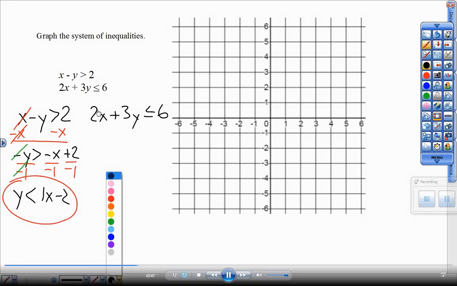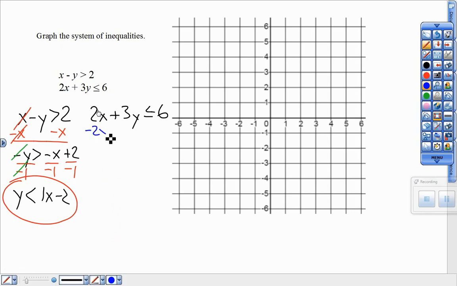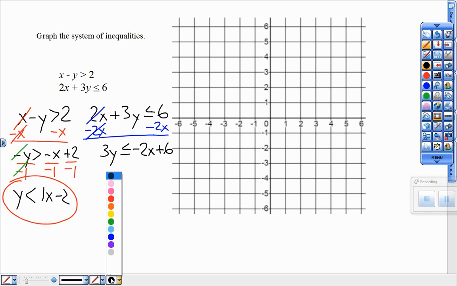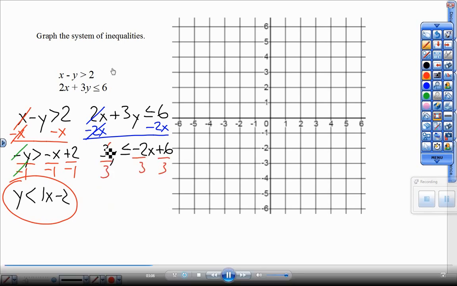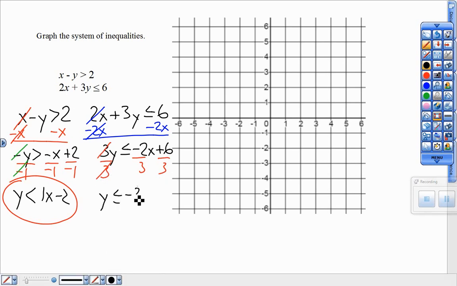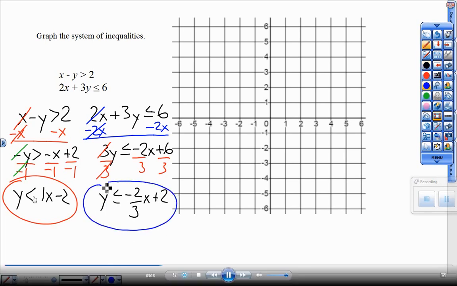The next problem, solving this for y. Take away 2x on both sides, bring that down, divide both sides by 3. And that gives me y less than or equal to negative 2/3 x plus 2. This one's going to be a dotted line, shade below. This is going to be a solid line, shade below.